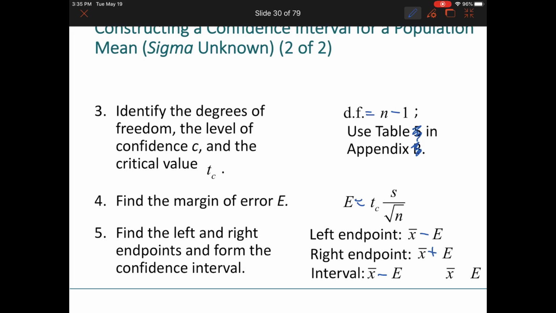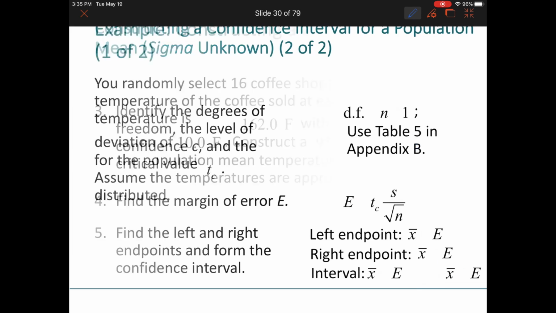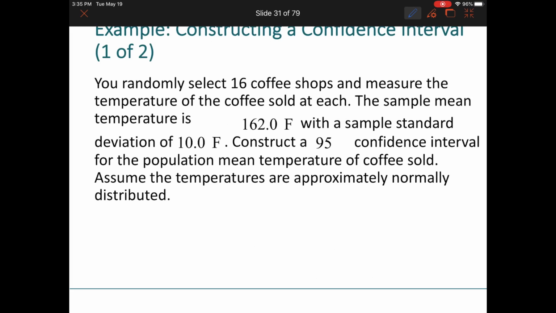Find the left and right endpoints. Form the confidence interval. Of course, to go to the left, you must subtract the margin of error. Go to the right, you add the margin of error. So the interval is in between x bar minus E and x bar plus E. And yes, you can put the mean in between those two values, or use algebraic notation, or just simply use the two numbers with the word TO in between. You choose.